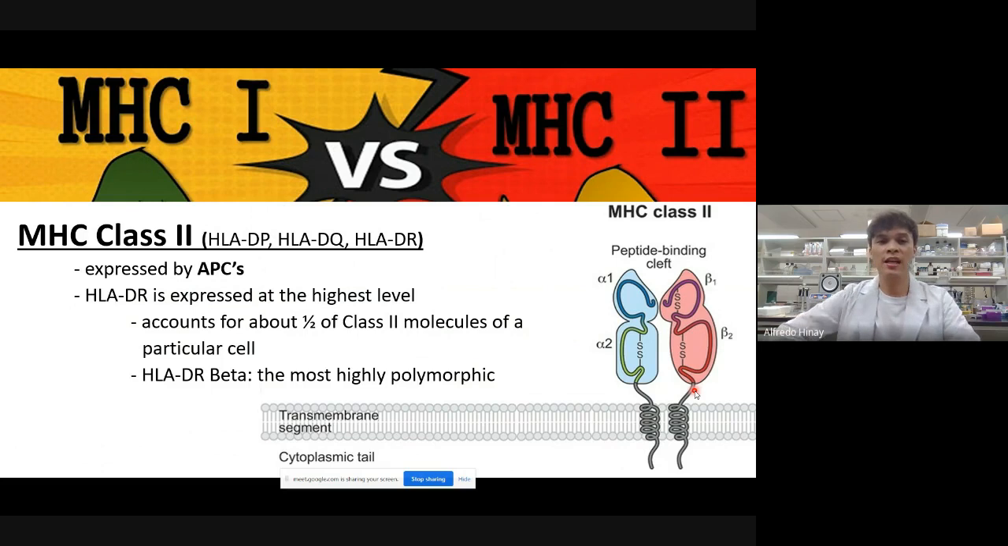Okay, so this class 2 major histocompatibility complex is expressed by your antigen-presenting cells. Macrophages, B cells, and then your HLA-DR is expressed at the highest level. So take note with that one. It accounts for about 1/2 of your class 2 molecules of a particular cell. And then your HLA-DR beta is the most highly polymorphic.